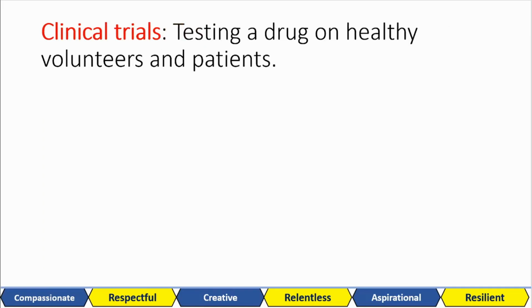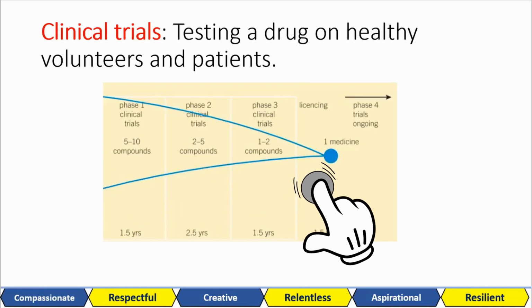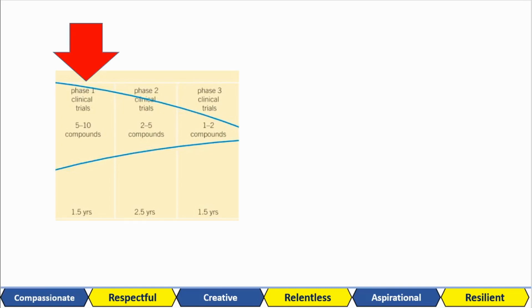The clinical trials are when the doctors and scientists are ready to start testing the drugs on healthy volunteers and patients. This is the full process of the clinical trials up to when the drug is licensed. Let's take each phase one by one. The first phase of the clinical trial takes roughly 1.5 years and reduces the possible compounds to around 10.